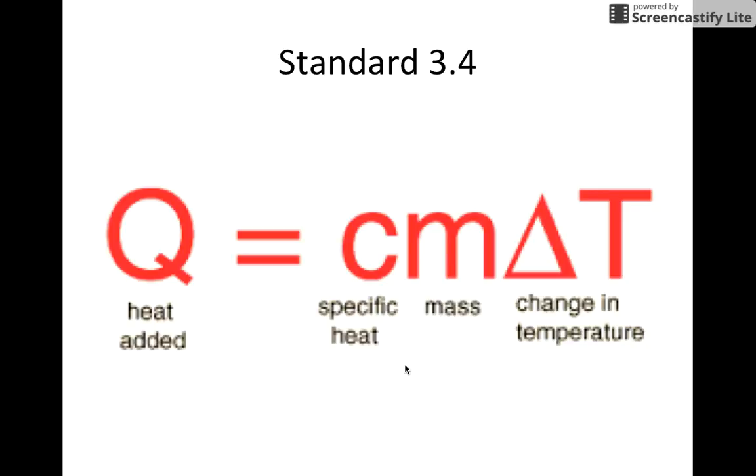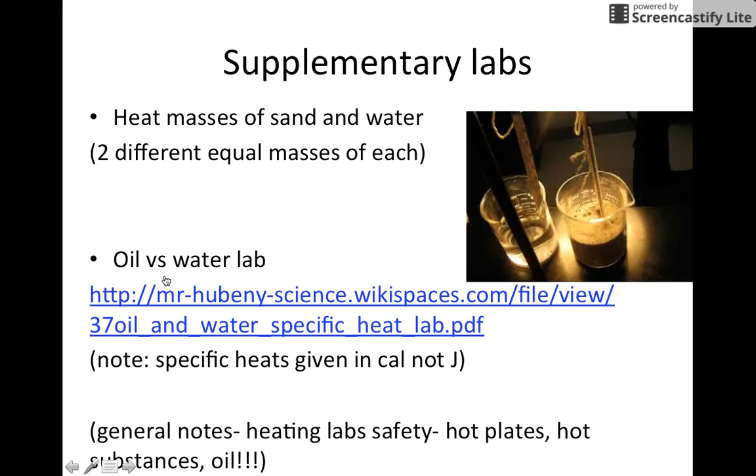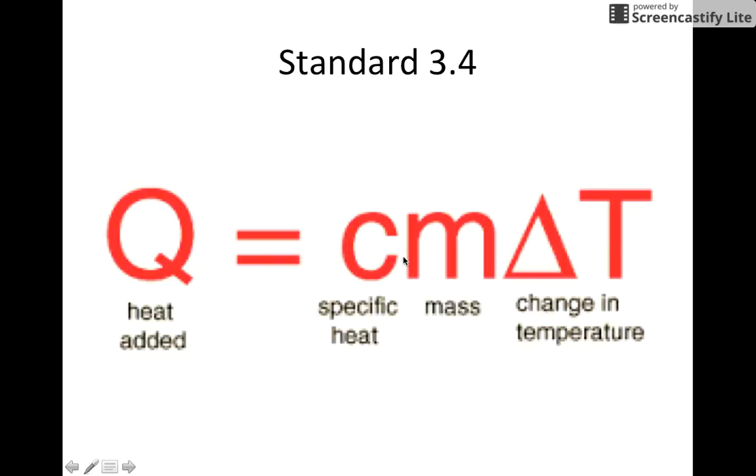This explains why specific heat, why mass, and how much you're changing the temperature are all related to how much heat you're going to add. So when they do the lab, they can use the data they get from it. If they measure the mass and look up the specific heat of sand or oil or water, they can actually use the information from the lab to perform calculations.